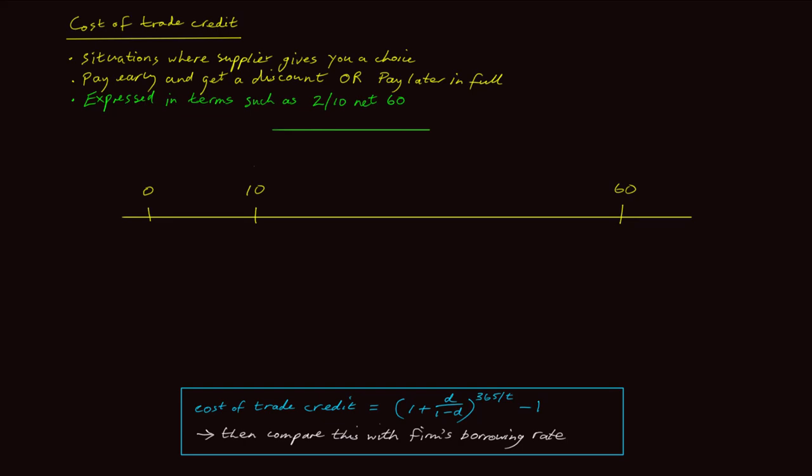Let's look at the example on the screen in front of us, which is talking about credit terms of 2 in 10 net 60, which mean that our company has been offered by its supplier the opportunity to take a 2% discount as long as it pays the invoice within 10 days, or alternatively, it must pay that invoice in full without a discount within 60 days.